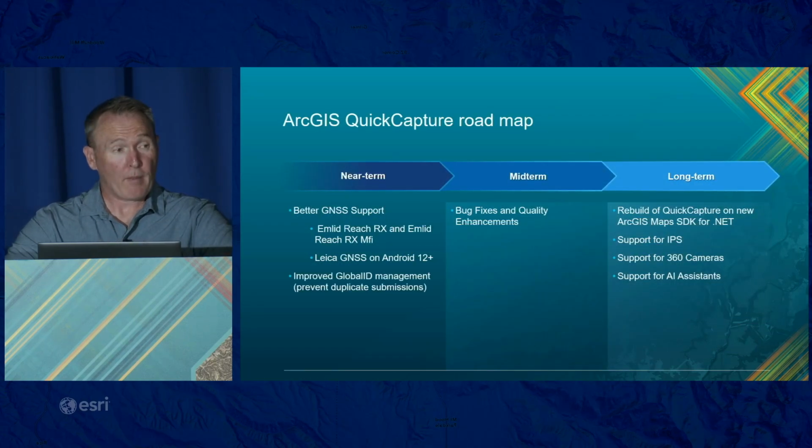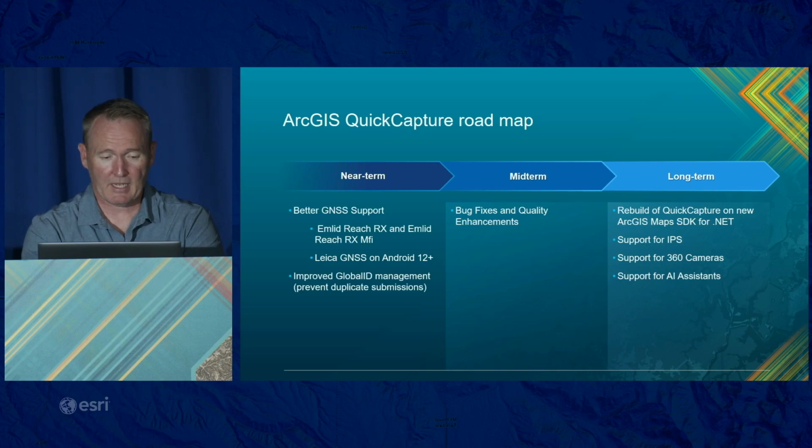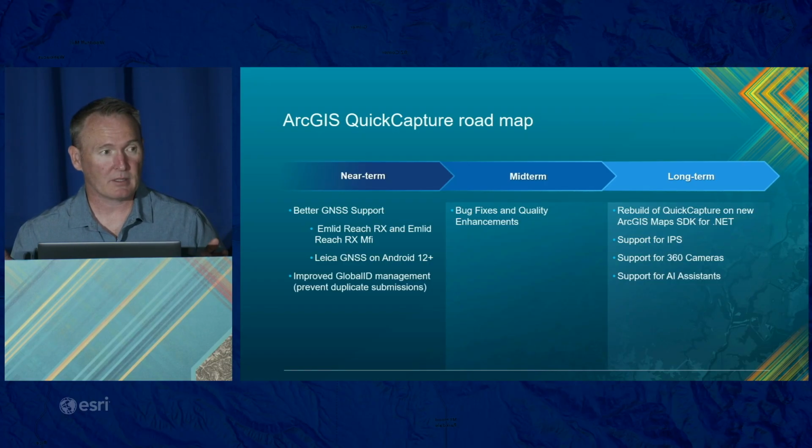And I'll give a little on the roadmap for QuickCapture. So we did just have a release. We just went out the last couple of days. We had some improved, better GNSS support for a couple of devices. We've recently improved our global ID management to prevent duplicate submissions in certain cases. In the midterm, for the rest of the year, we're looking at really bug fixes and quality enhancements for this product. And that's because this is the same team that creates Survey123, and Survey123 is going through a rebuild, as I just talked about, and so is QuickCapture.